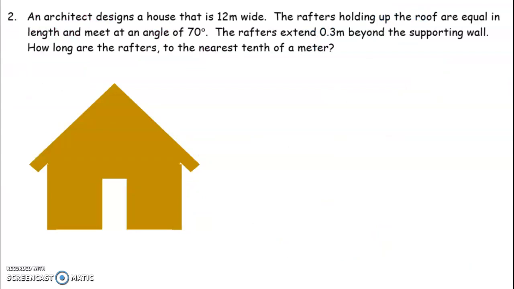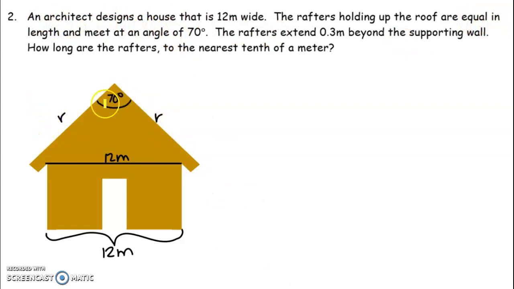Number 2, an architect designs a house that is 12 meters wide. So I'm just going to draw a house, label it 12 meters wide so far, and if I know the bottom is 12 meters wide, then I know the roof, just below the roof, whatever's holding up the roof is 12 meters wide as well. So the rafters holding up the roof are equal in length and they meet at an angle of 70 degrees. So I'm going to label them both R because they're the same value, and they meet at an angle at the top of 70 degrees. Now, there's something else that we know. The rafters extend 0.3 meters beyond the supporting walls. So I labeled that. We need to find how long the rafters are to the nearest tenth of a meter.